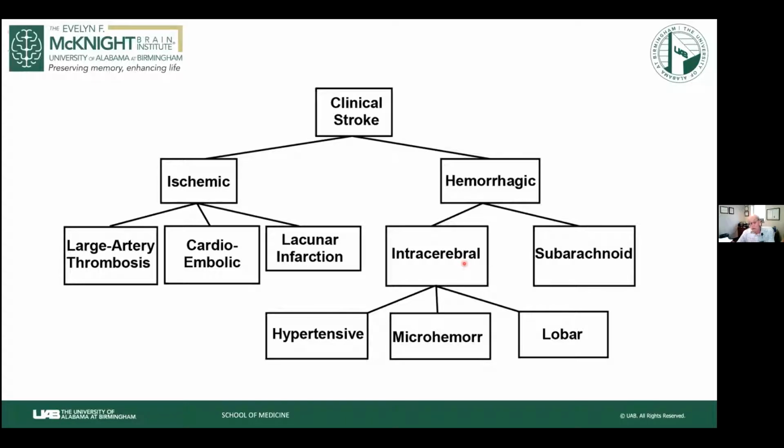And you can divide those into three. You can have those that are caused by hypertension, which is the most common. You could have these large lobar hemorrhages, which can occur in almost any lobe of the brain. And then you could have very small microhemorrhages, which is a very different kind of pathophysiology, which I'll talk about a little bit later on, often associated with conditions like cerebral amyloid angiopathy.